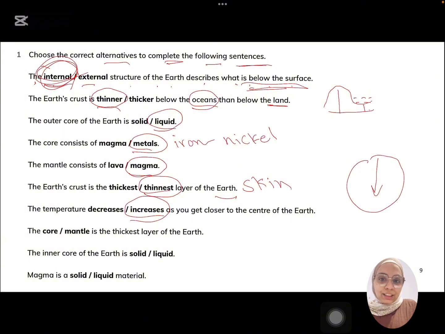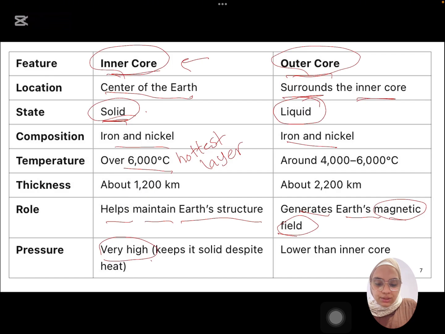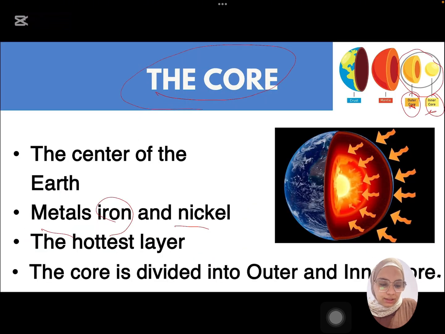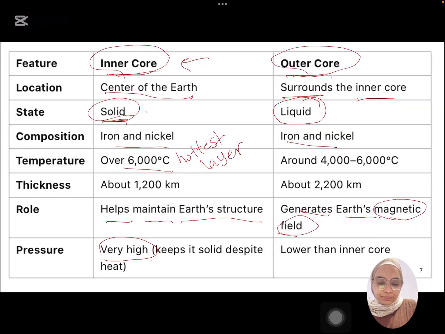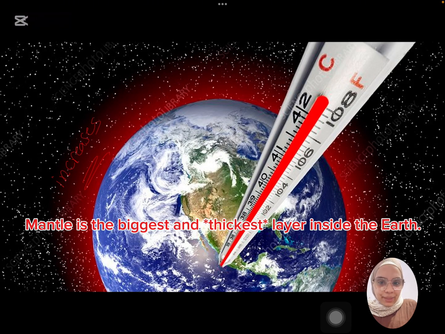But here he didn't write inner core or outer core. He combines the two cores together. So actually here we will choose the core, because here the core consists of two layers, outer core and inner core. And the thickness of the core is bigger than the thickness of the mantle. But the mantle, it is the biggest and the thickest layer of the four layers.